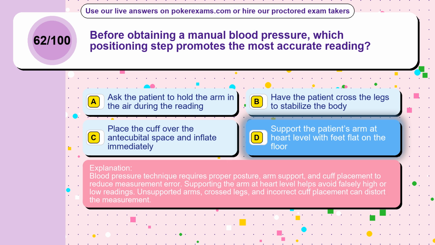Blood pressure technique requires proper posture, arm support, and cuff placement to reduce measurement error. Supporting the arm at heart level helps avoid falsely high or low readings. Unsupported arms, crossed legs, and incorrect cuff placement can distort the measurement.